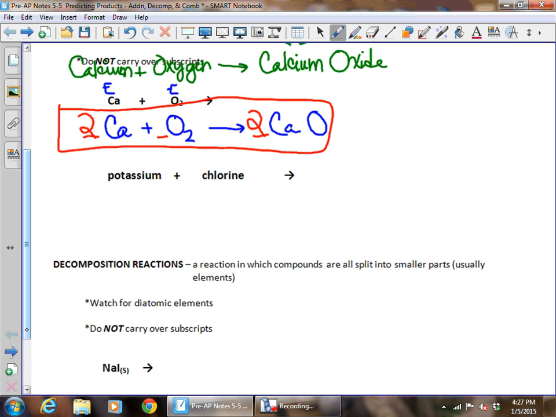Okay, so the next one is already in words. I kind of wish I had written this differently. I wish I'd put chlorine plus potassium instead of potassium plus chlorine. I didn't, but I do want you to keep in mind that you're not going to just automatically put them in the order you see them on the paper. You have to pay attention to what their charge is.